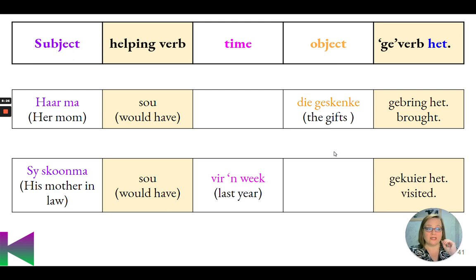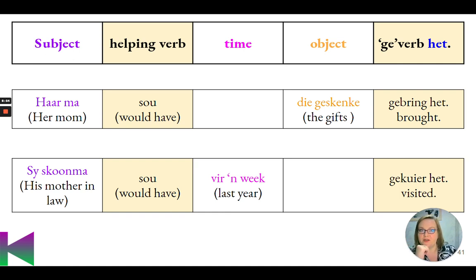So just as a reminder, that doesn't need a time. Even in the second one, it doesn't need an object. If you have a subject and a verb, well, in this case, a subject, a helping verb, and a verb, you've got a sentence. Okay, haar ma sou die geskenke gebring het. So, verb het. Sy skoonma, his mother-in-law, so would have vir 'n week gekuier het. She would have visited for a week.